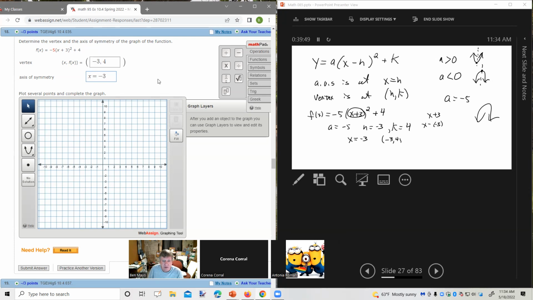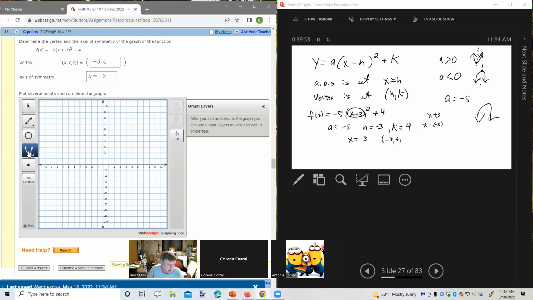All right. Now, to graph this thing, we need 2 points. The first point is the vertex. I'm going to go over here to the graph and click on the parabola, the one that opens upward, until it turns blue. Then I'm going to plot the vertex, -3, 4.